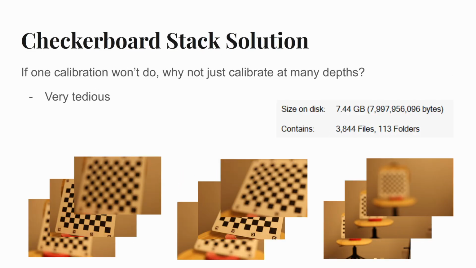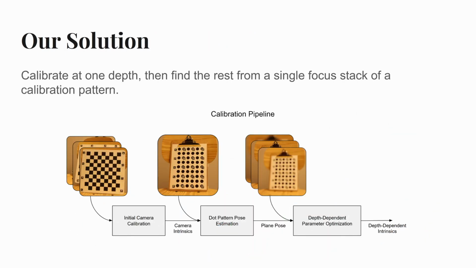One way we can calibrate for the change in focal length is by taking many images of a calibration checkerboard at different distances. While this does work, it consumes large amounts of both capture and compute time, which could be better spent. So, we present a faster calibration strategy.